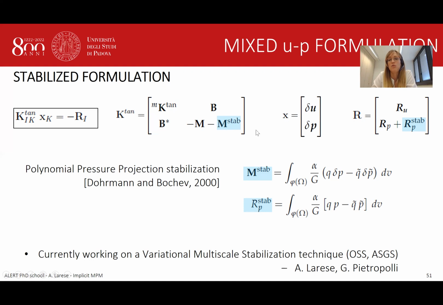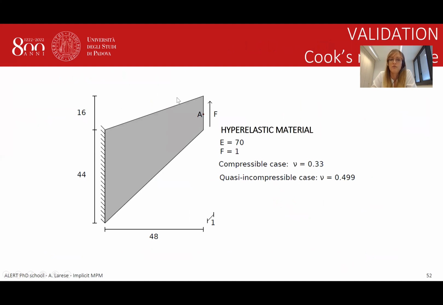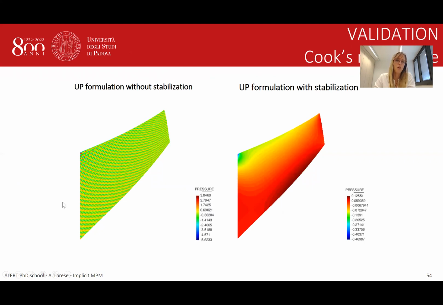But as you see, you need to complete your system of equations with a consistent stabilization matrix and vector R. Once this is done, then you can solve basically all ranges of problems. For example, a typical example is the Cook's membrane. It is a beam, but not very slim, with a force on the free boundary and constraint on the left boundary. Here there is a comparison of the mixed formulation without stabilization and with stabilization. Apparently displacement is quite good, but if you go to pressure, you see how pressure oscillates in the case of UP without stabilization, while using the mixed stabilized formulation, it does not.